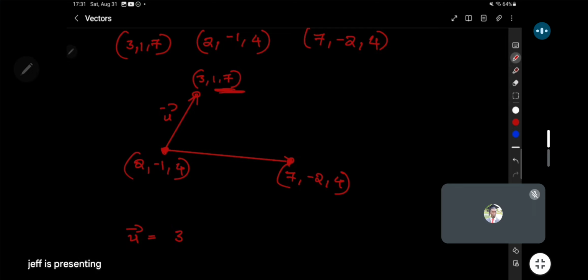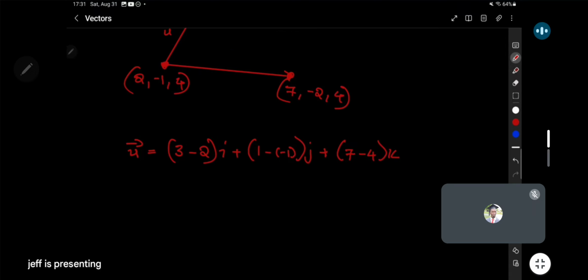I have 3 minus 2 in i, plus 1 minus 1 for j, and then plus 7 minus 4 for k. When I complete this, I have i, plus 0j, and then plus 3k. This becomes my u.